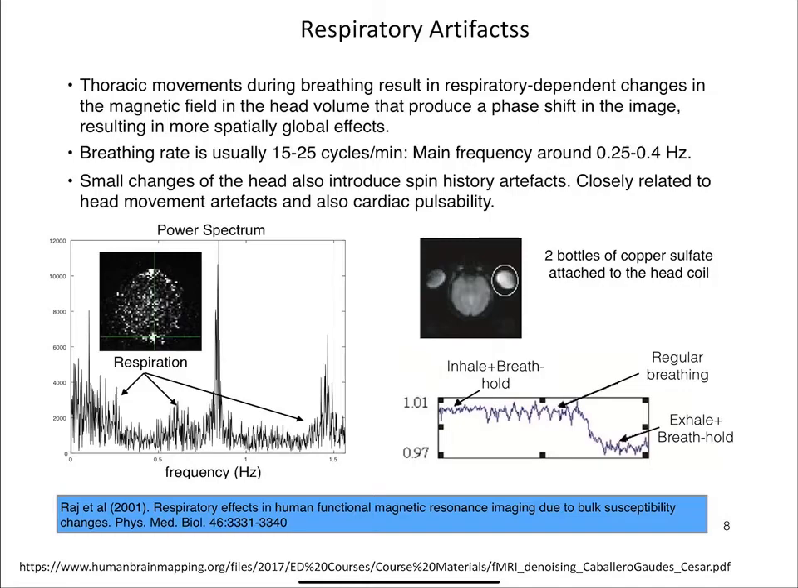And the interesting thing is all these things are related. For example, breathing, as we saw, is very related to head movement, and also because of the link between your cardiac activity and your respiratory activity, everything is related. So even though we're going to talk about them separately, everything is related.